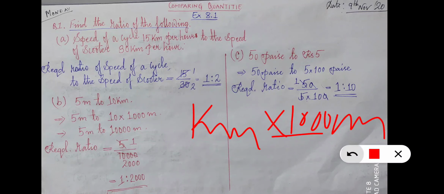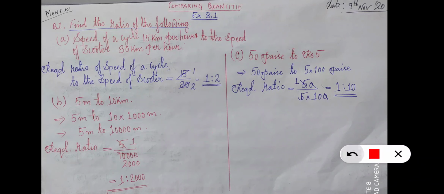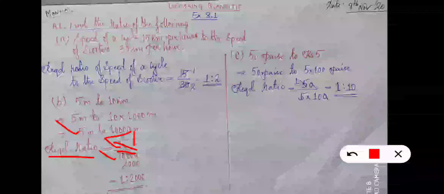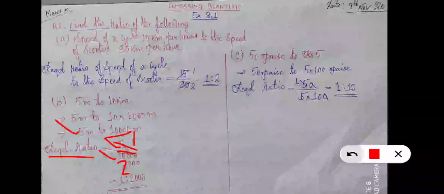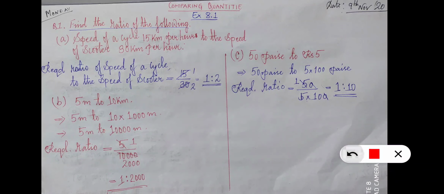Now let's find out the ratio. Required ratio is, first we'll write in the numerator, the second one you have to write in the denominator. 5 ones are 5, 5 twos are 10, and 3 zeros left, so 3 zeros. So the ratio is 1 is to 2000. Okay, let's move to the third one.